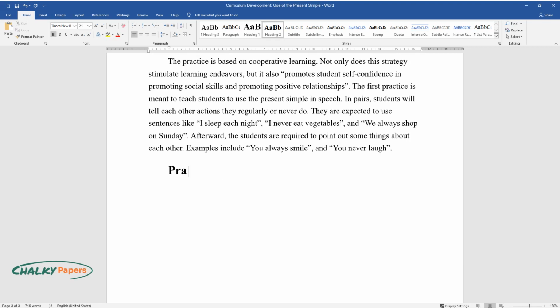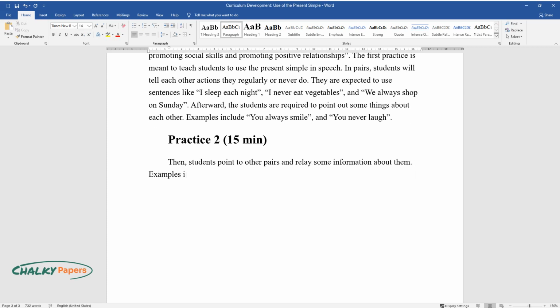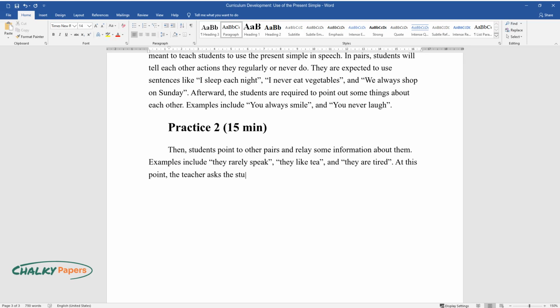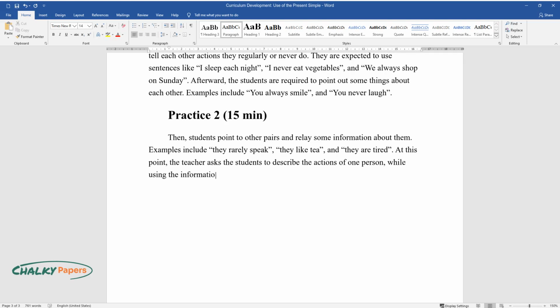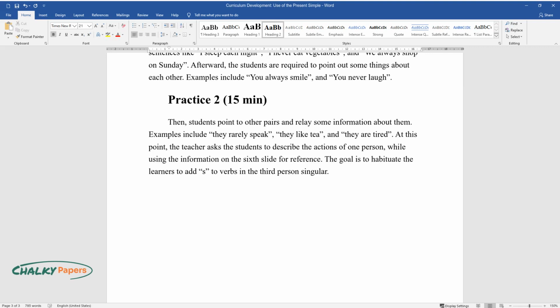Practice 2, 15 minutes. Then, students point to other pairs and relay some information about them. Examples include they rarely speak, they like tea, and they are tired. At this point, the teacher asks the students to describe the actions of one person, while using the information on the 6th slide for reference. The goal is to habituate the learners to add s to verbs in the third person singular.